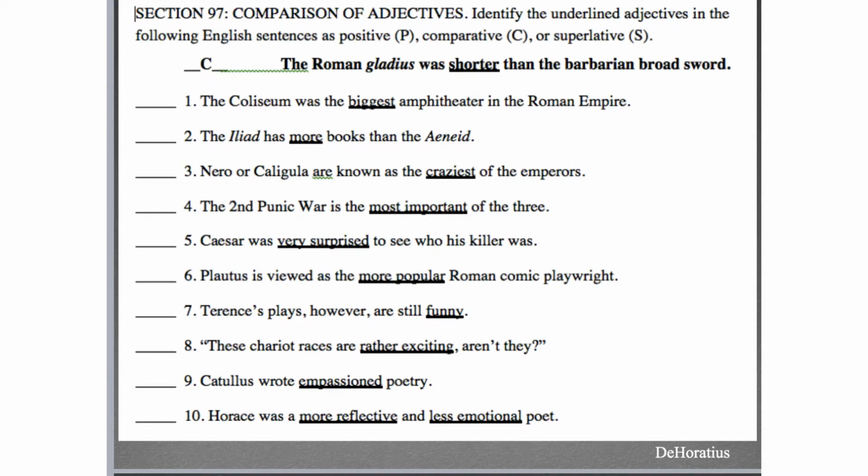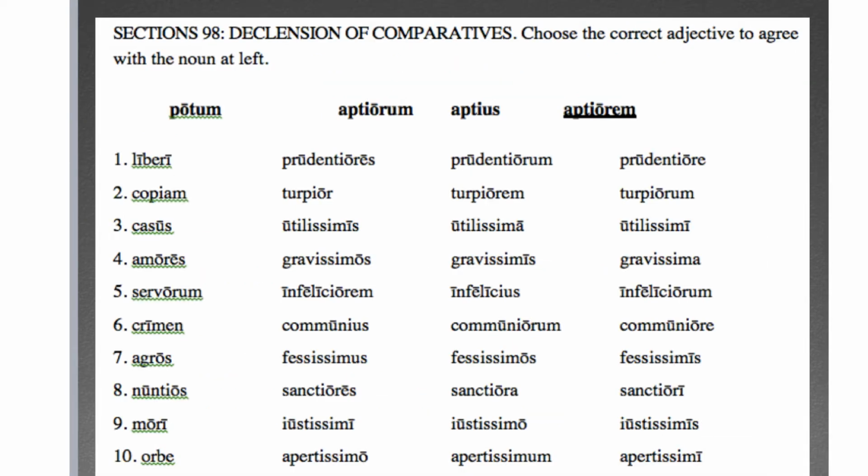So just a little practice with comparatives and superlatives. You've got adjectives underlined. You're identifying them as positive, comparative, or superlative. Please make sure to read the chapter because there are some other translations for the comparatives and superlatives, and those will be involved in these exercises. So biggest, superlative; more, comparative; funny, positive. I'll leave the rest for you.